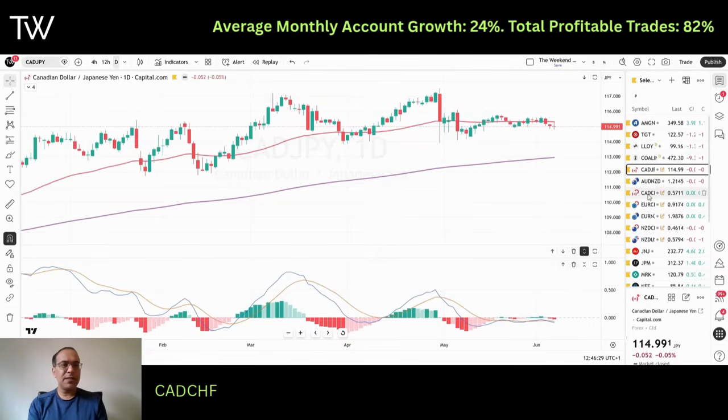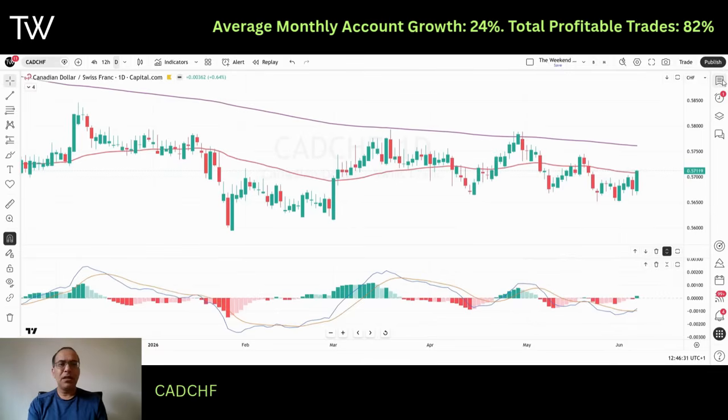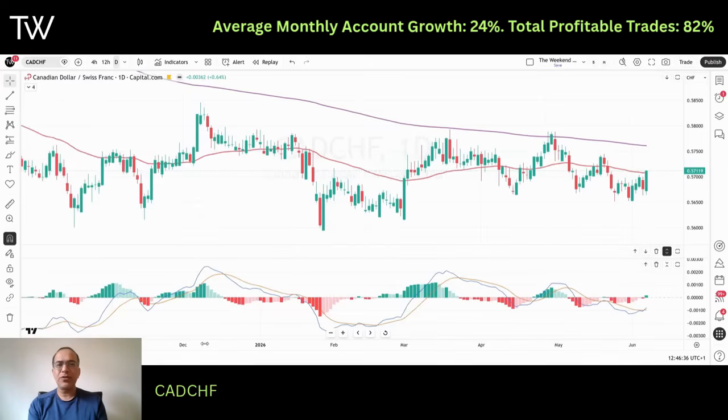Moving to the next one, that's CAD CHF. This has been in a downtrend with the CHF, that's the Swiss franc, being strong, but you can see that it has kind of been moving sideways ever since January. So it's like a sinusoidal thing, right?